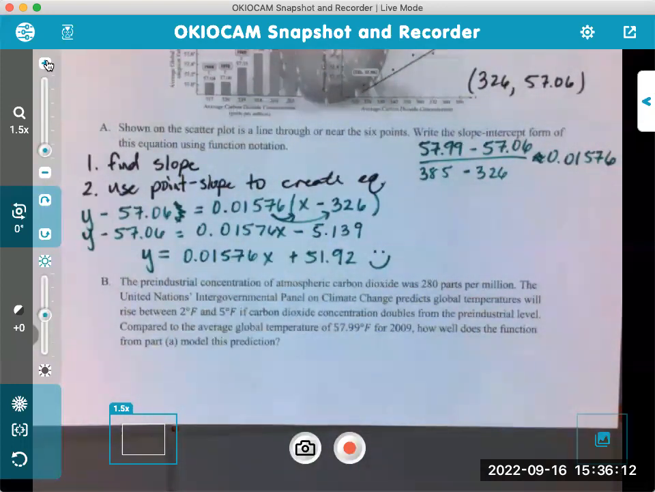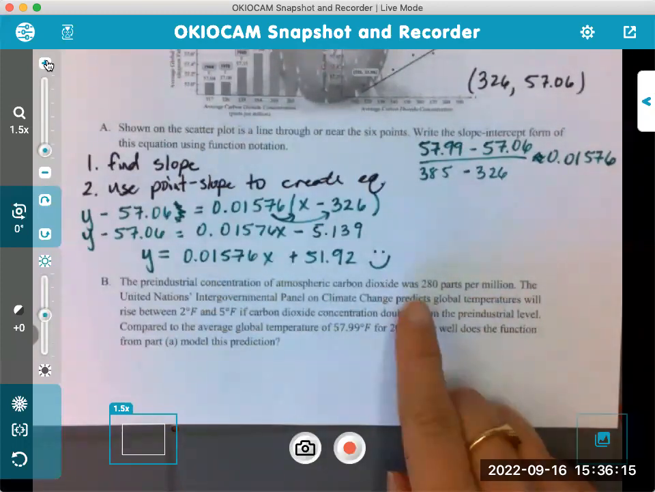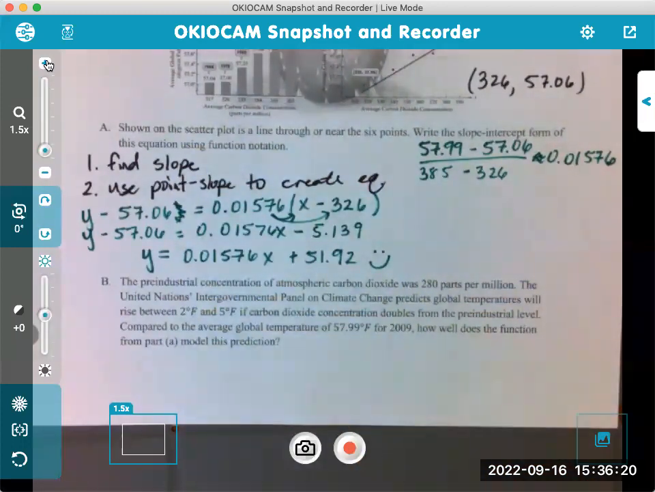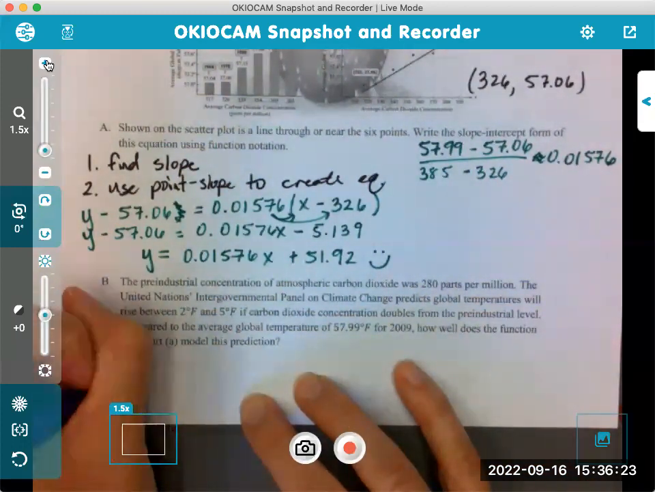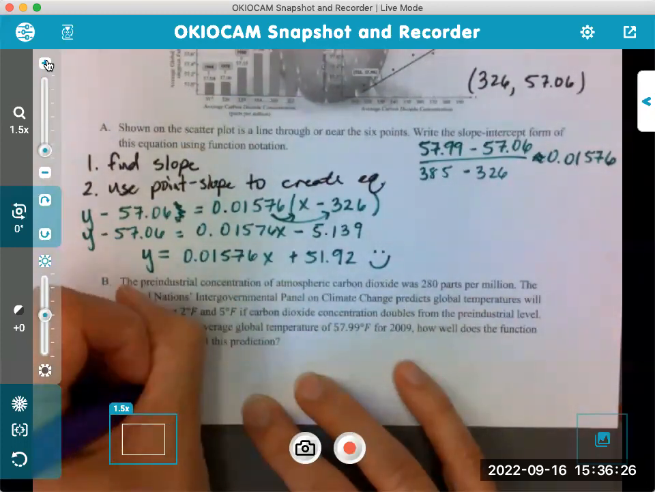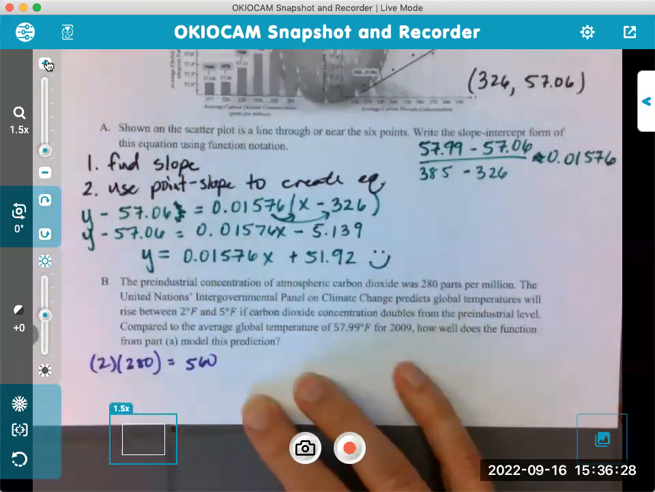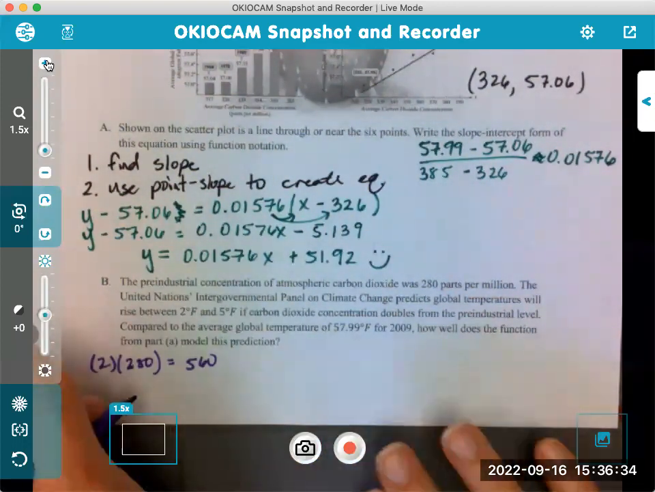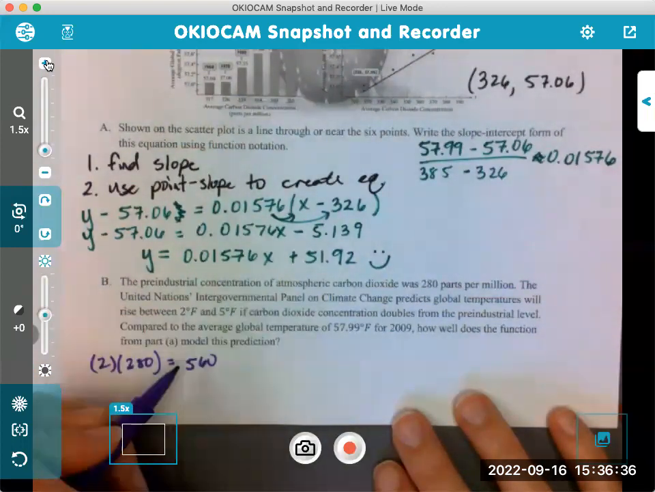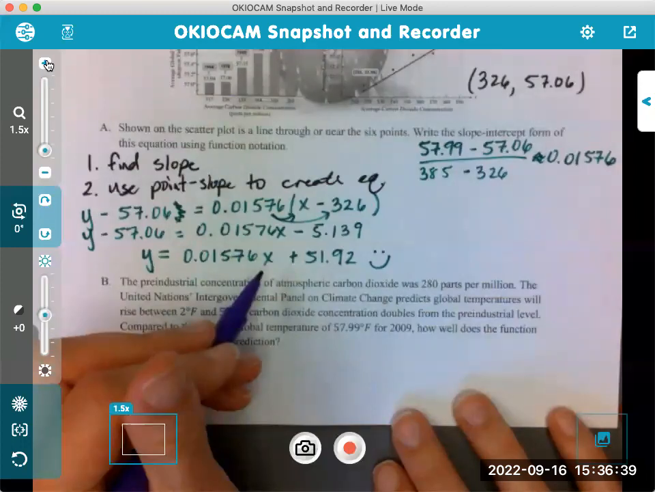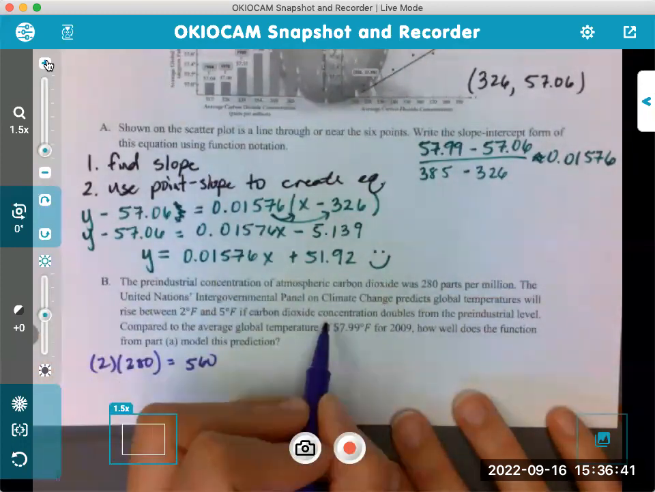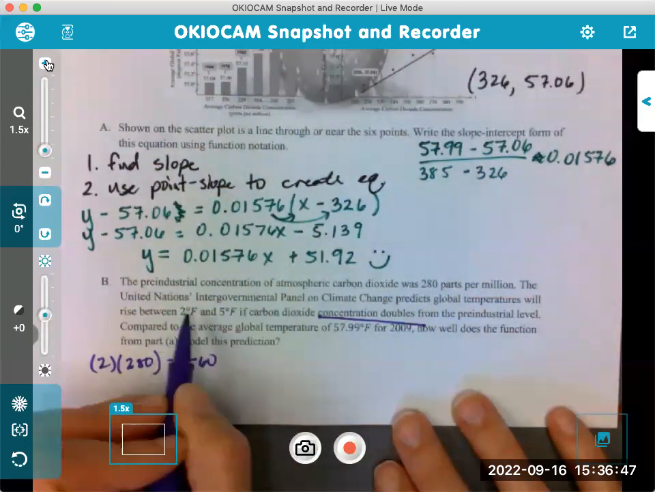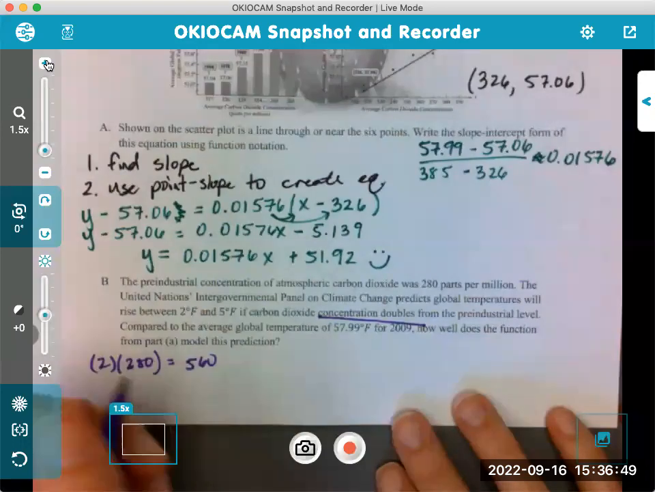Well, essentially what we're going to do is see what the equation is going to give us. So if we have 280 to begin with, and it's going to double, then 2 times 280 is 560, checking my math in the calculator, yeah. So this is double. So what we want to do is pop the 560 into the equation, because they're predicting the concentration doubles, it'll rise between 2 and 5 degrees.